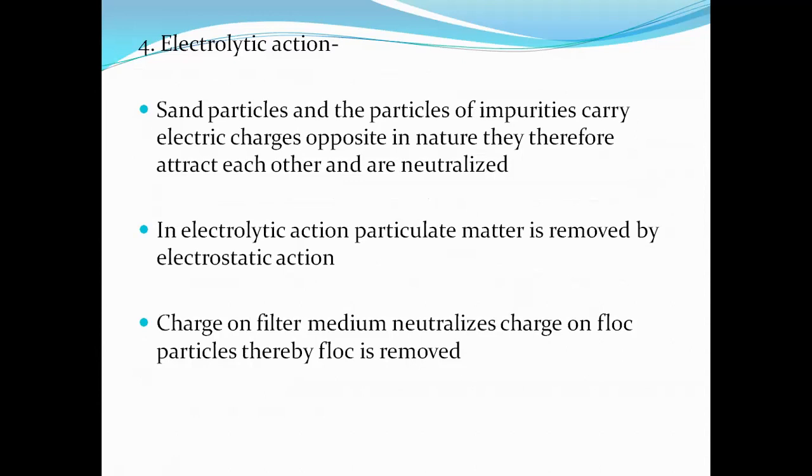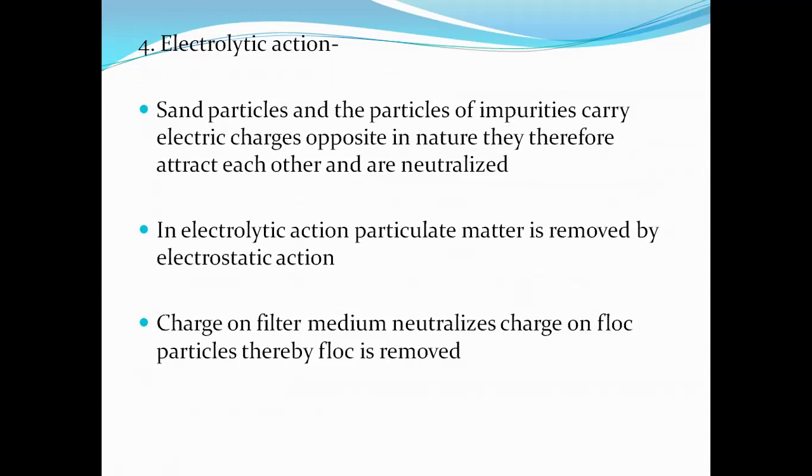Sand particles and the particles of impurities carry electric charges opposite in nature, and therefore they attract each other and neutralize. That is, the sand particles or the impurities have electric charges in their body, and these electric charges are opposite in nature. A positive charge and a negative charge attract each other and get neutralized, and this process is known as the electrolytic action.